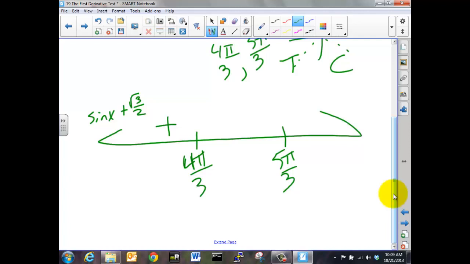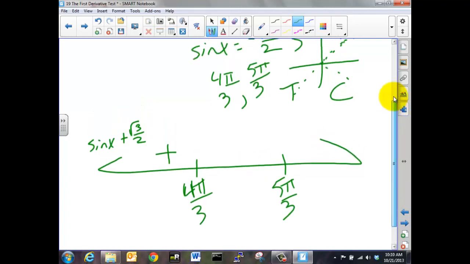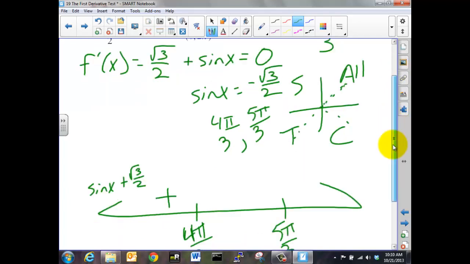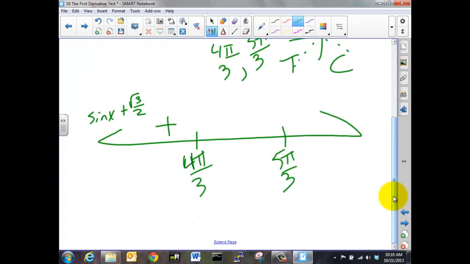What's between 4 pi over 3 and 5 pi over 3? Not quite. 4.5 pi. Do you know what 4.5 pi over 3 is without using your calculator? Remember back up here. 4 pi over 3 was right there, wasn't it? Would y'all agree with me? 5 pi over 3 is over there. So 3 pi over 2. What's the sine of 3 pi over 2? Negative 1. Is this number bigger or smaller than 1? Smaller. So negative 1 plus something? Negative.